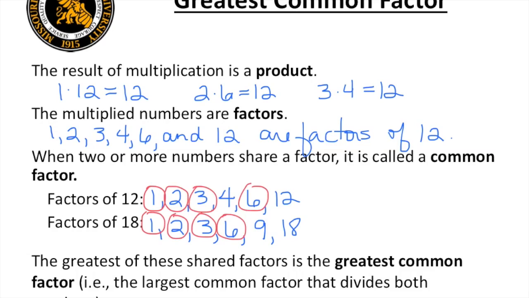The greatest of these shared factors is the greatest common factor. So the greatest common factor of 12 and 18 equals 6. 6 is the largest common factor that divides both numbers.